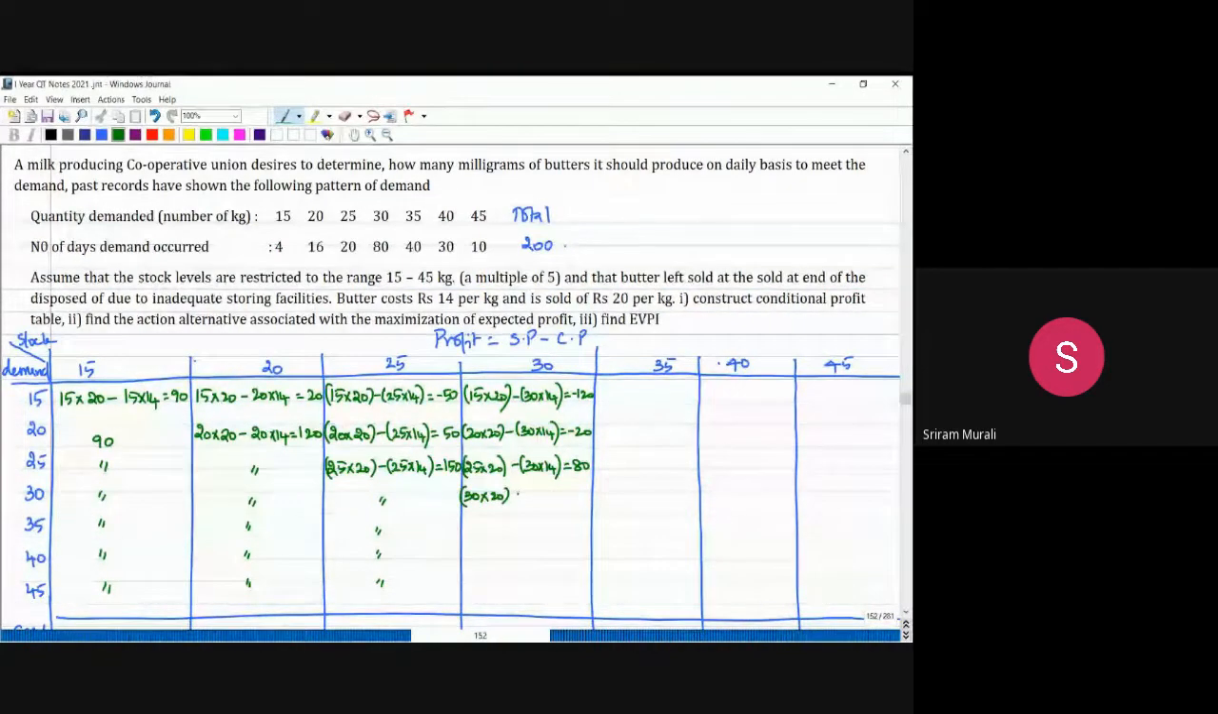So wherever we get a break even, we will have that profit maximization. Till that it is a minimum. This is 180. The same way for 35, it is equal to minus 190. 20 into 20 minus 35 into 14 is minus 90.